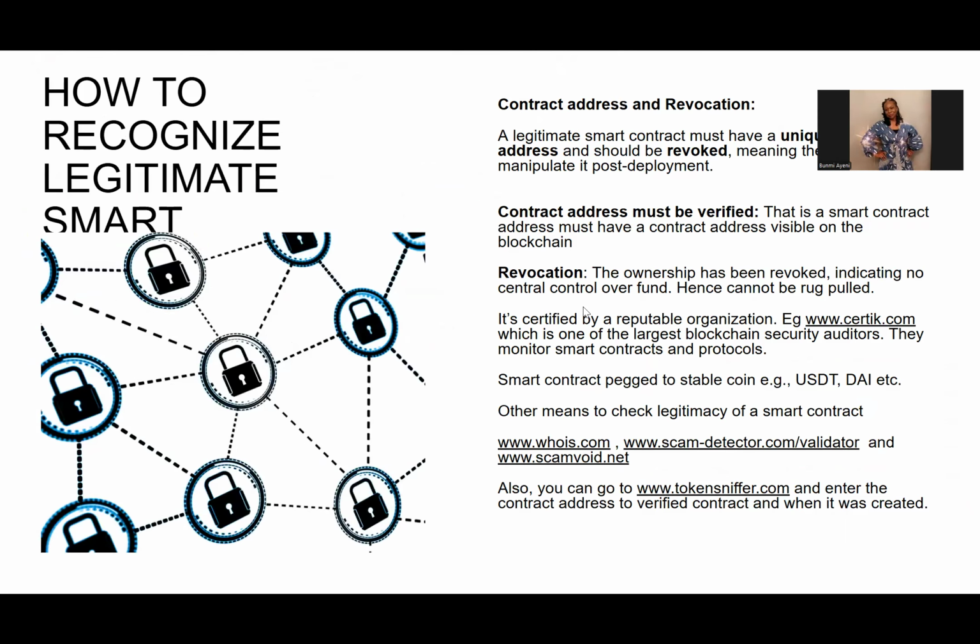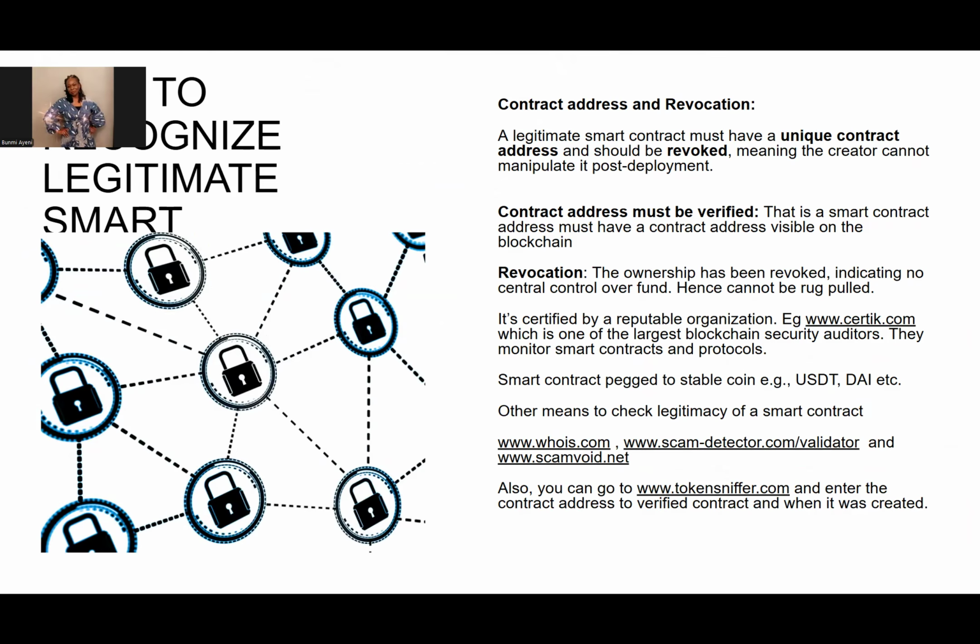Next, how do you recognize a legitimate smart contract? My slide is missing the word contract there, but it's actually smart contract, okay? Let's move this out of the way so you can see what is going on here. So smart contracts and revocation. A legitimate smart contract must have a unique contract address and should be revoked. A contract address starts with 0x, especially if it's running on a dApp, 0x and then some numbers, okay? Meaning the creator cannot manipulate it post-deployment.